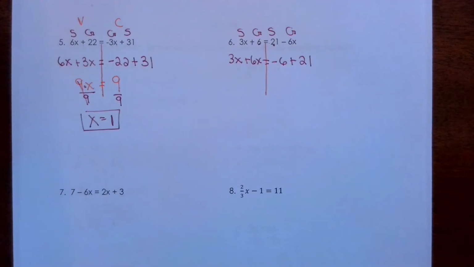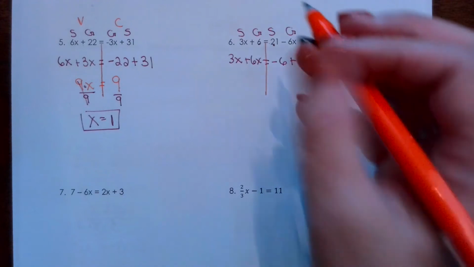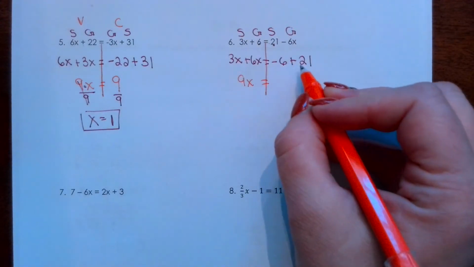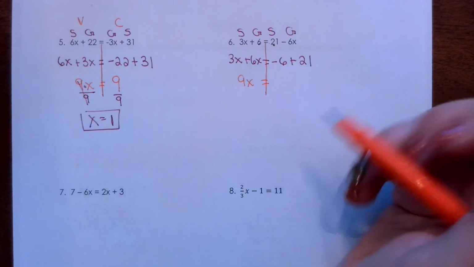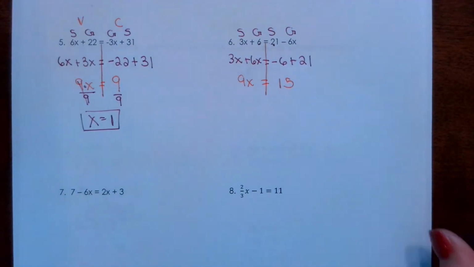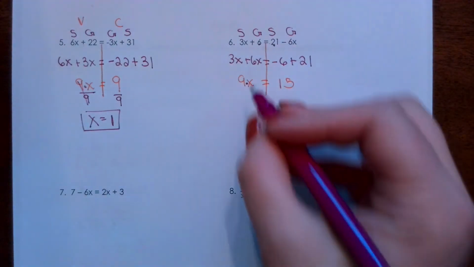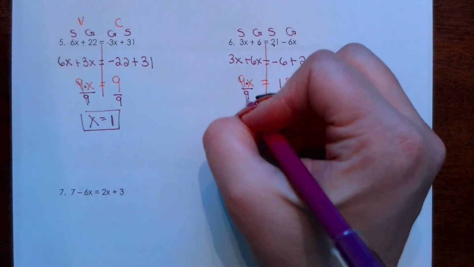Alrighty, got some adding and subtracting to do. 3x plus 6x, 3 plus 6 is 9x. And I have negative 6 plus 21. If you put that in your handy dandy calculator, you will get 15. Okay. Happily, I'm back at that same place again. I've got 9 times x. So I'm going to divide, use that inverse operation, divide both sides.